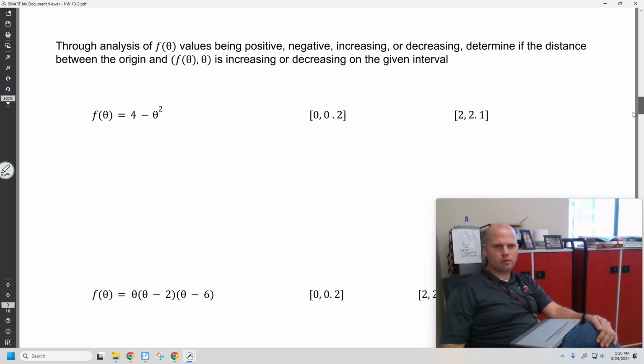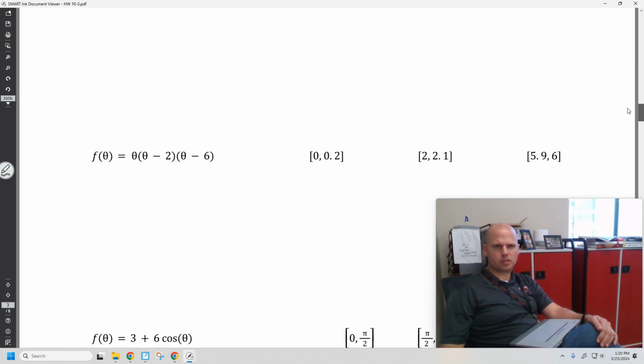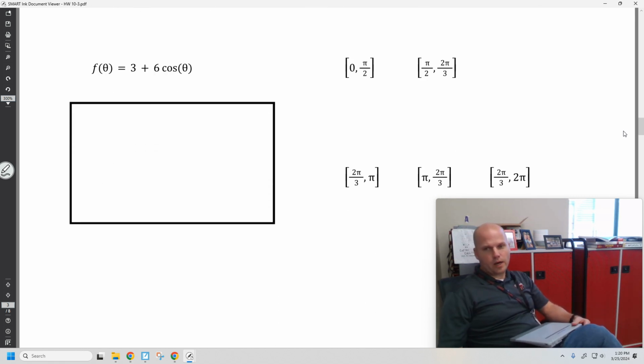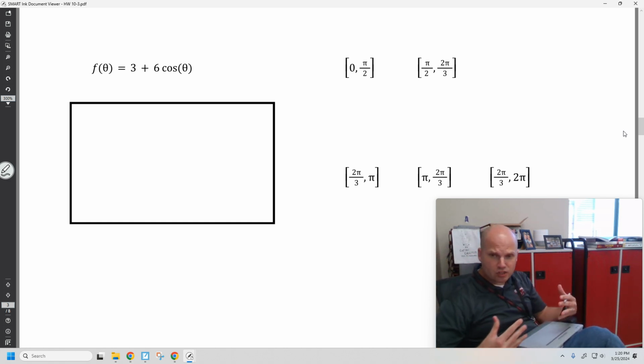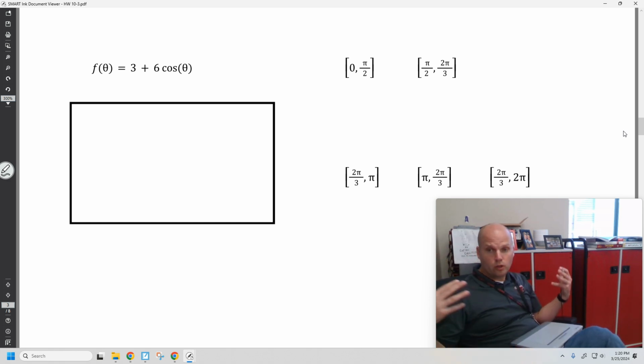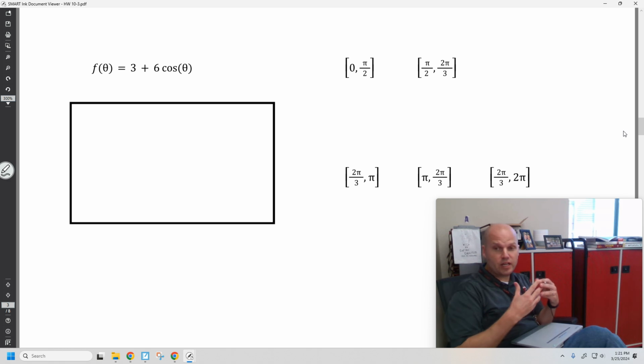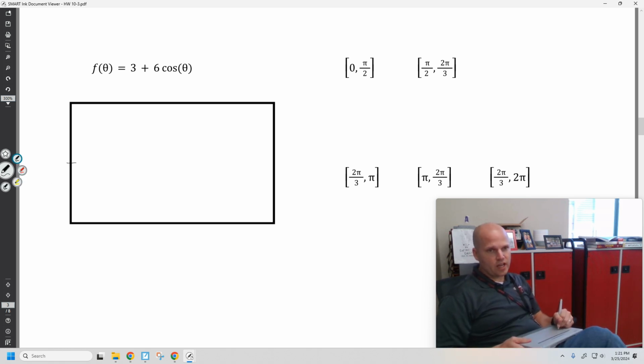We graphed one. We looked at these. I think we're on this one. You gotta understand negative radiuses. You gotta understand that if your radius is getting closer to 0, you're getting closer to the origin. If your radius is getting further away from 0, you're going away from the origin. You have to understand that.